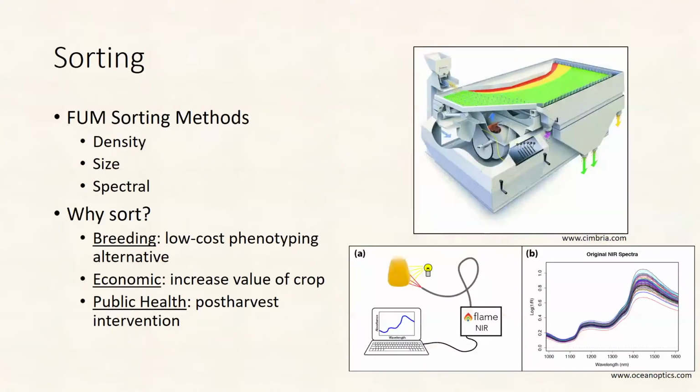So one way to mitigate fumonisins and their harmful effects is by sorting. There's all sorts of sorting methods. Some can be density-based, such as the gravity table here, which is often used for seed quality. Size-based sorting, such as screening out fines, which tend to be more toxic, and also spectral-based sorting methods, such as using near-infrared fluorescence to detect spectral characteristics of the toxin.